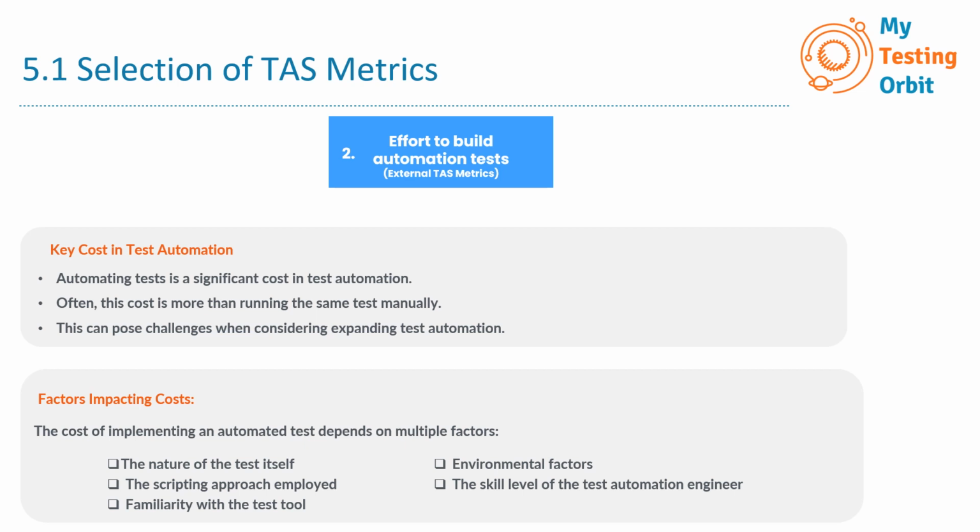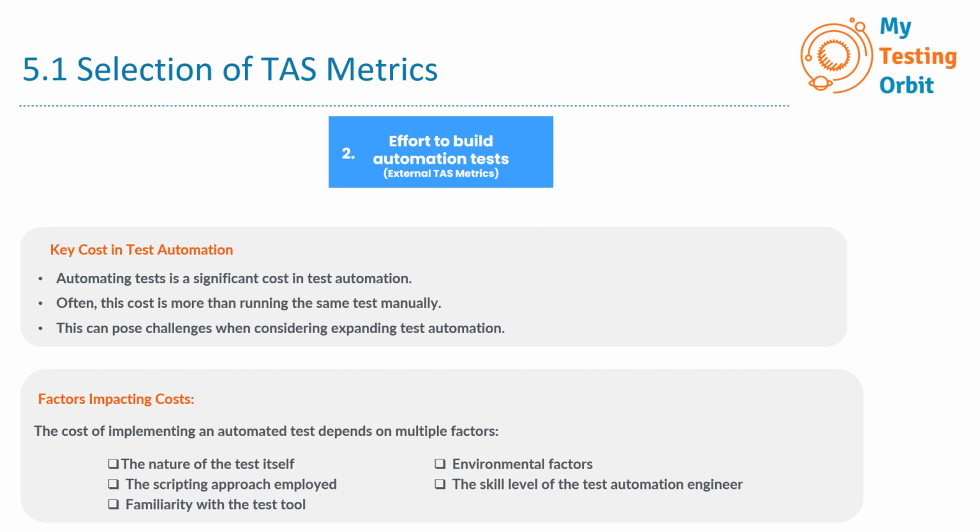Then we have the scripting approach employed. The method used to create the automated test scripts can affect cost as well. So choosing well-established scripts is faster than creating your own from scratch. Then we have familiarity with the test tool. So how familiar your team is with the testing tool plays a crucial role as well. Using tools you already know is usually more efficient than learning new ones.